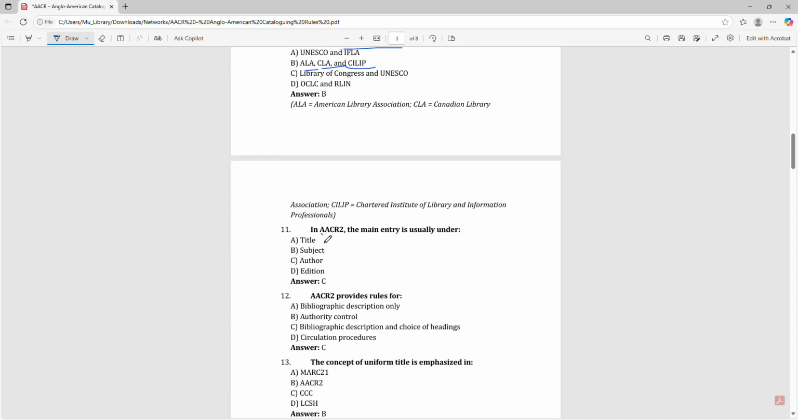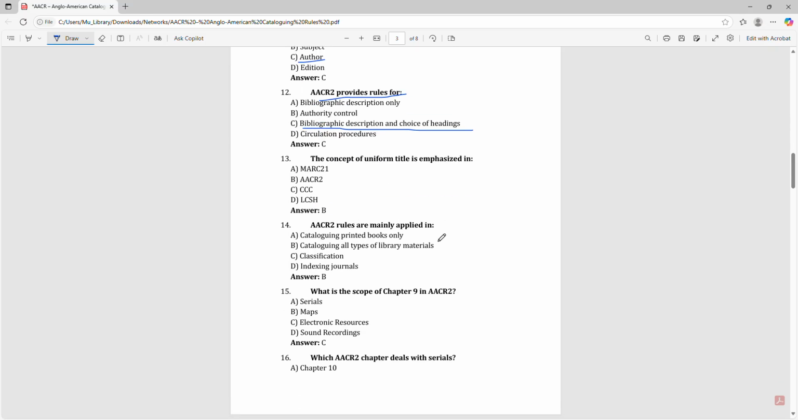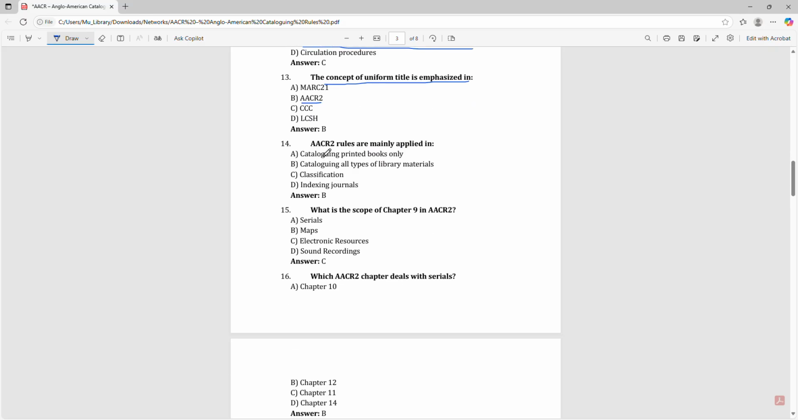In AACR 2, the main entry is usually under author. AACR 2 provides rules for the bibliographic description and choice of the heading. The concept of uniform title is emphasized in AACR 2. AACR 2 rules are mainly applied in cataloging all types of library material.